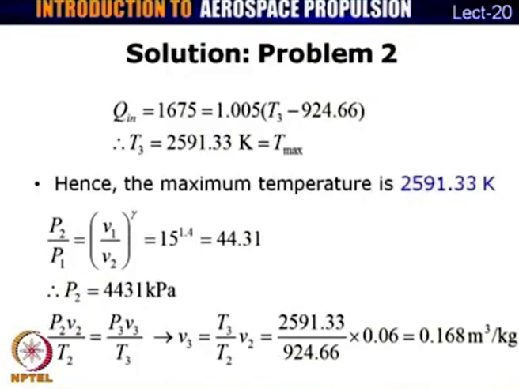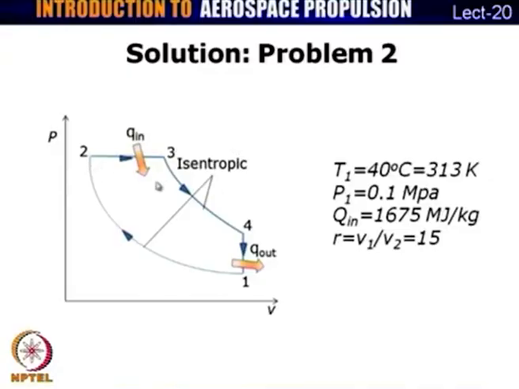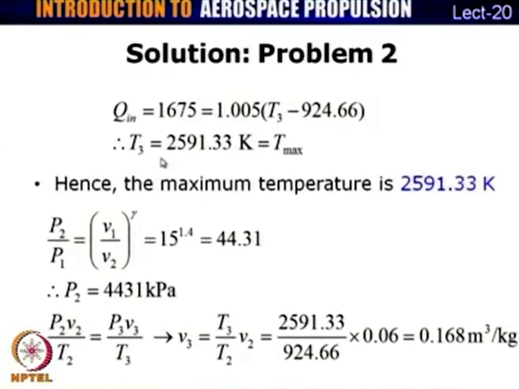So, if you substitute for all these values, we get 1675 is equal to 1.005 into T3 minus 924.66, which is temperature at state 2. Therefore, T3 is equal to 2591.33 Kelvin, which is the maximum temperature in the cycle. If you take a look at the diesel cycle, maximum temperature occurs at state 3, and therefore, we have calculated the maximum temperature based on the heat input relation.